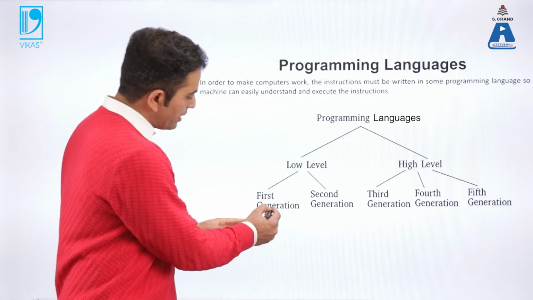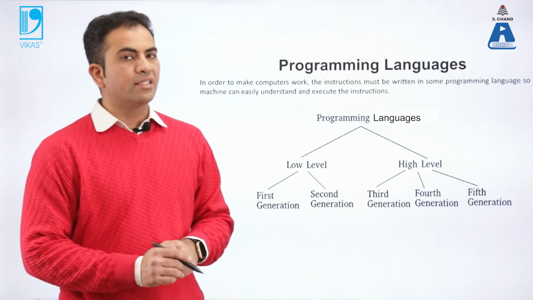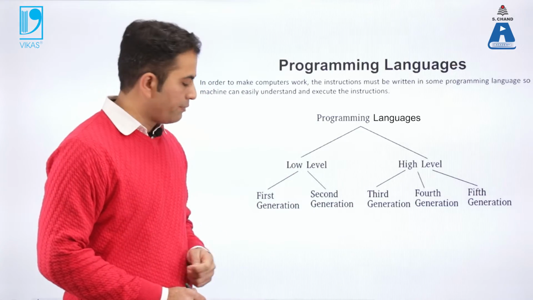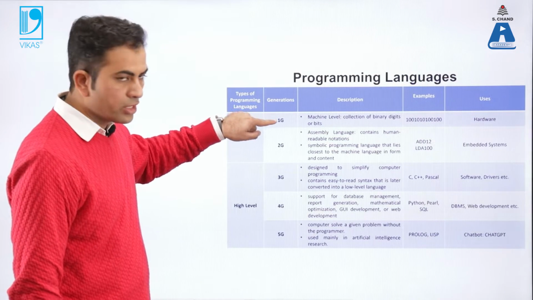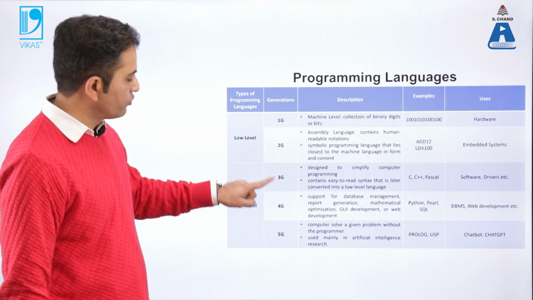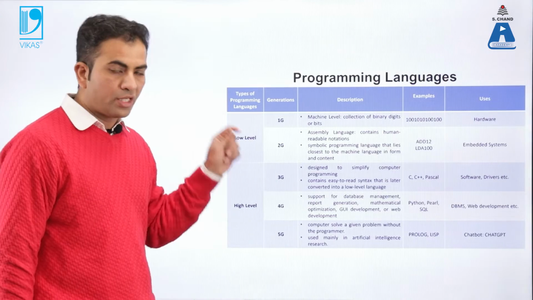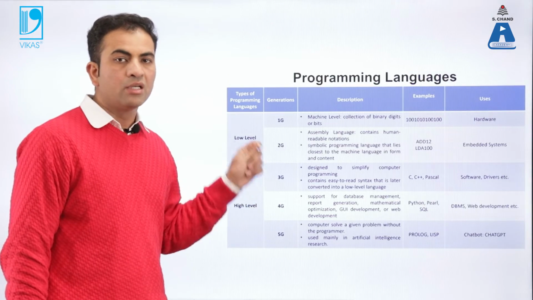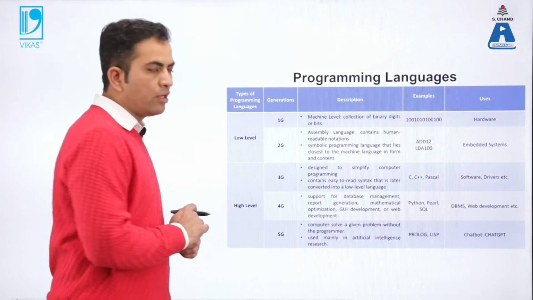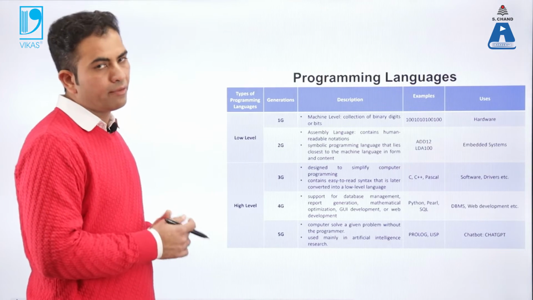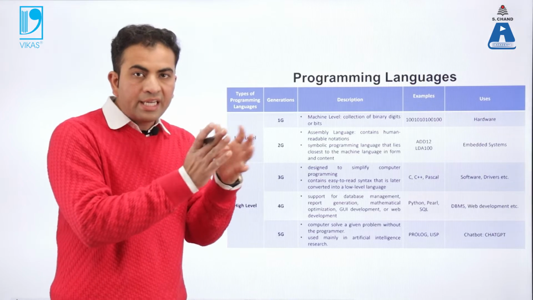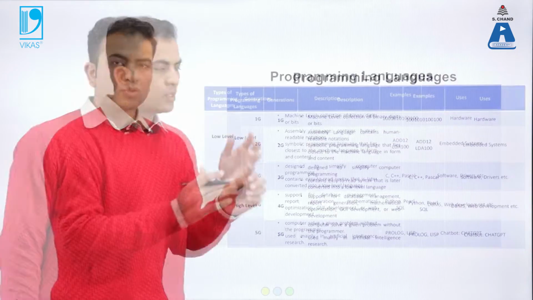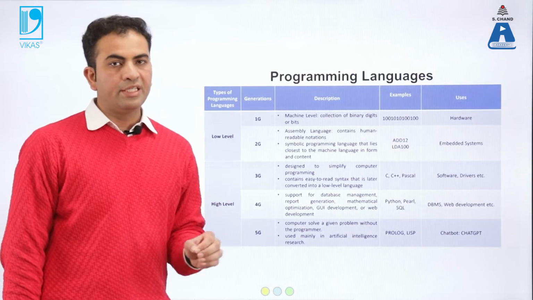So first understand the first generation and second generation, or we can say low level programming languages. Generations of language: 1G and 2G are the first generation and second generation, then third generation, fourth generation and fifth generation. First and second generation programming languages come under the low level programming languages. Now what are low level programming languages? Low level programming languages are those languages which are directly involved with the hardware. So hardware only understands machine level language.